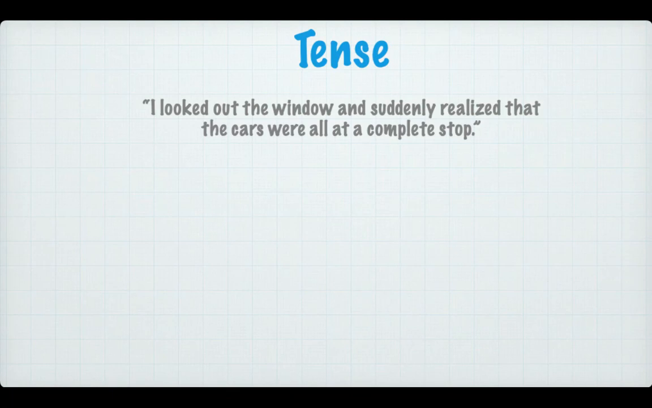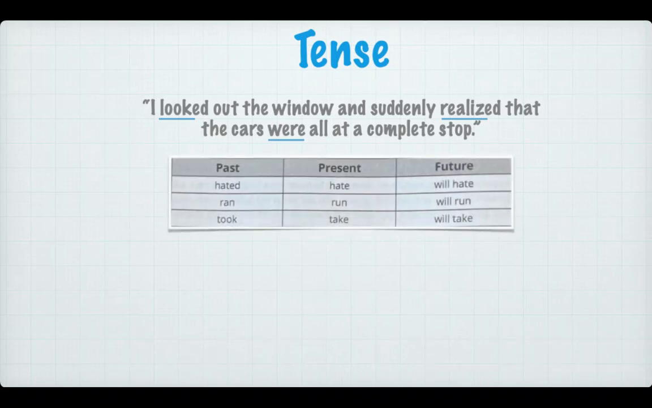Each of the base forms, look, realize, and are, is in the past tense form. Looked, realized, and were. As is illustrated in this table, verbs are used in different tenses to tell the audience when an action took place, past, present, or future. Switching tenses in the middle of the same thought is awkward.